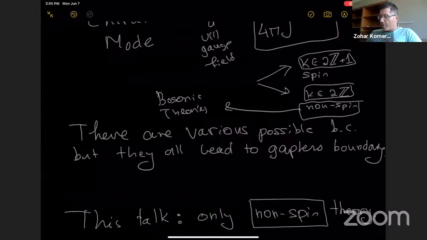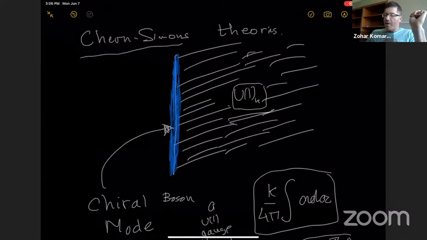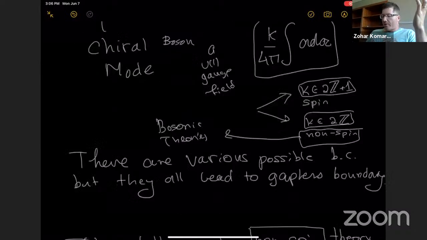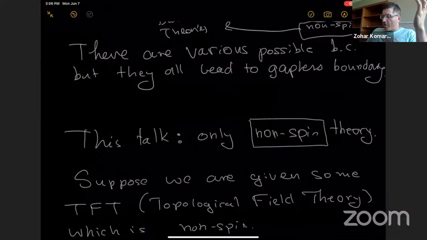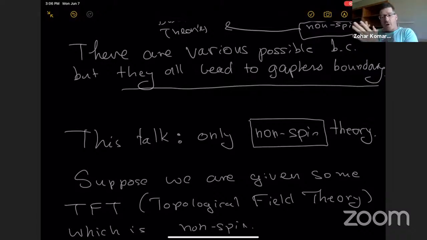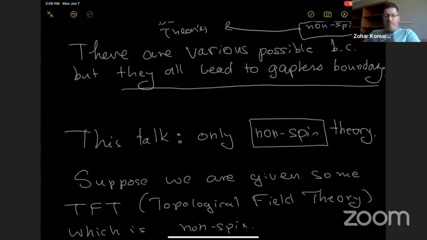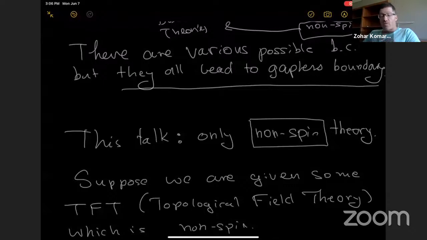So there are various possible boundary conditions, but you can prove a theorem, which is going to be a trivial special case of what I'm going to explain, that no matter which boundary condition you pick for U1 level K Chern-Simons theory, there would always be something gapless on the boundary. So all the possible boundary conditions lead to gapless modes. You could have chosen more complicated boundary conditions, which lead to not a single chiral boson, but something much more complicated. But there would still always be gapless boundary states. Doesn't matter what you do and which couplings you add or which boundary conditions you choose.